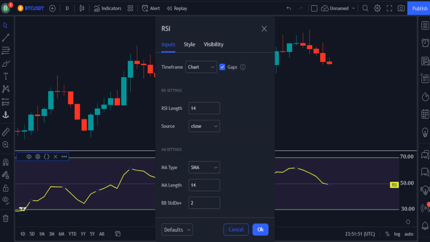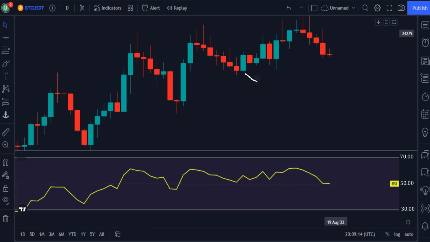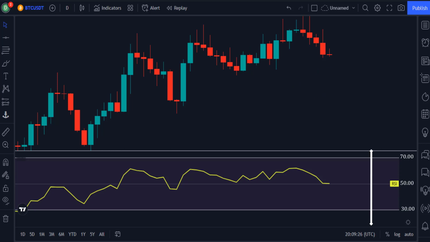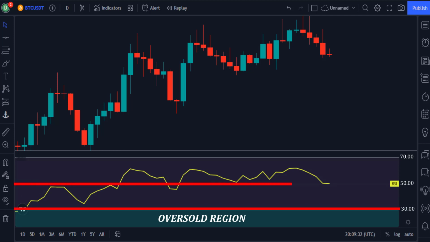Now, RSI has a default setting of 14 periods, meaning that it measures current price action in relation to the previous 14-period candlesticks, depending on the time frame you are operating on. Hence the name relative strength. RSI has a price range of 0 to 100, which is divided into regions of 30, known as the oversold region, 50, the center of the RSI, and 70, which is the overbought region.